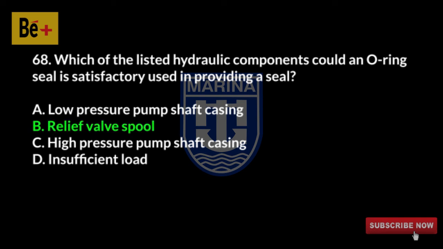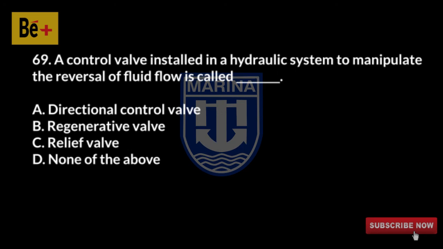The answer is B. Relief valve spool. A control valve installed in a hydraulic system to manipulate the reversal of fluid flow is called: A. Directional control valve, B. Regenerative valve, C. Relief valve, D. None of the above.